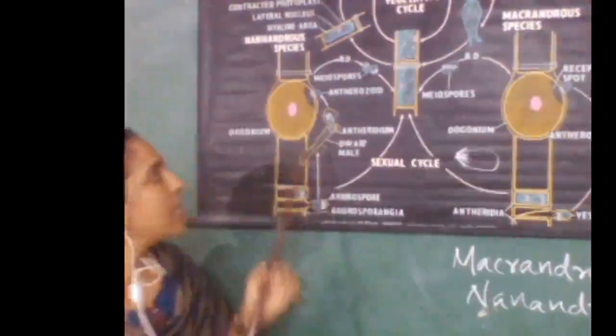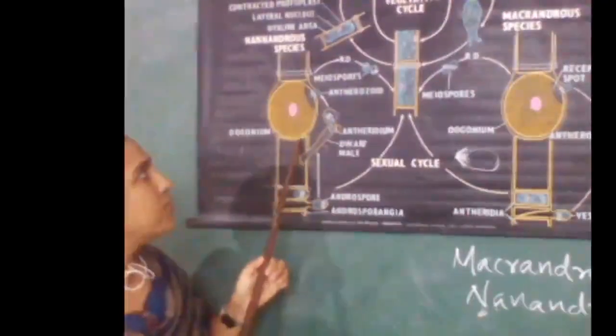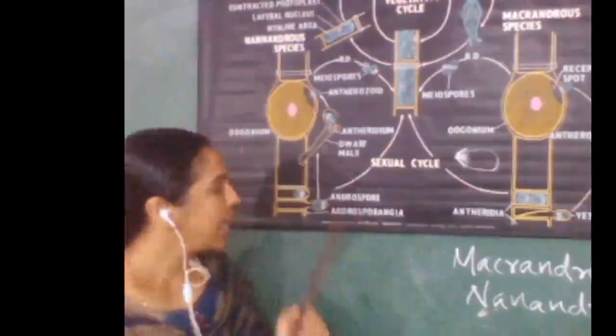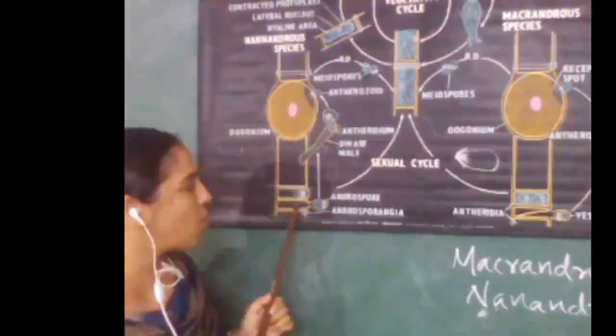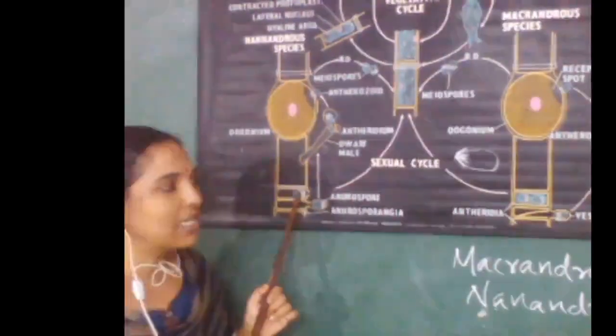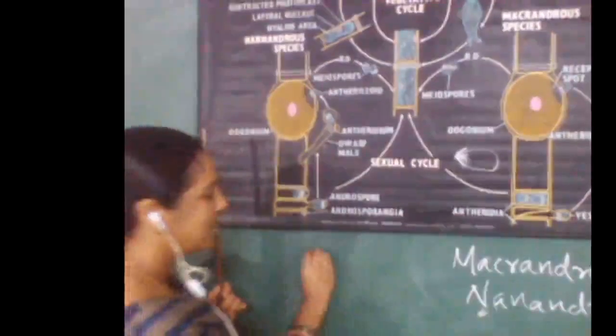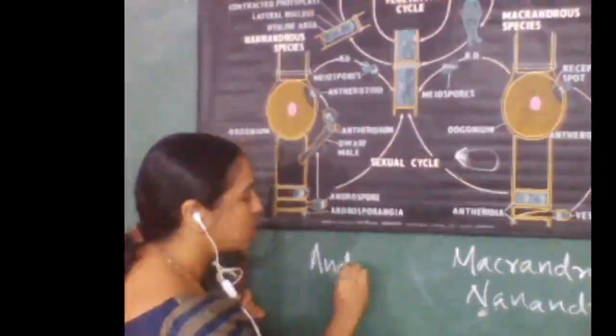Clear? So, on the same filament as the oogonium or on a different filament, an androsporangium is produced. See the name, don't confuse. This is androsporangia.